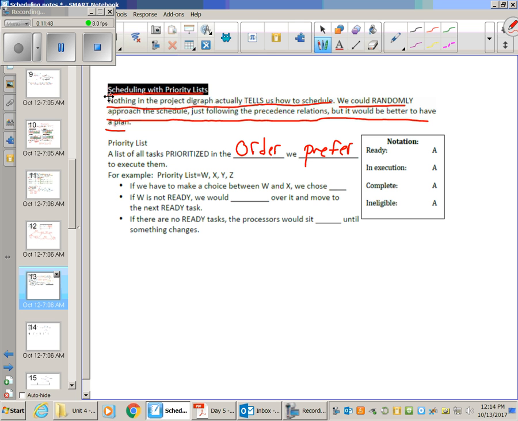For example, a priority list could be W, X, Y, Z. If we had to make a choice between W and X, we would choose W, because W has a better priority. We can only do W, though, if it's ready to be done. If W is not ready, we would skip over it and move to the next ready task in the priority list. If there are no ready tasks, the processors would sit idle, we saw that before, until something changes.